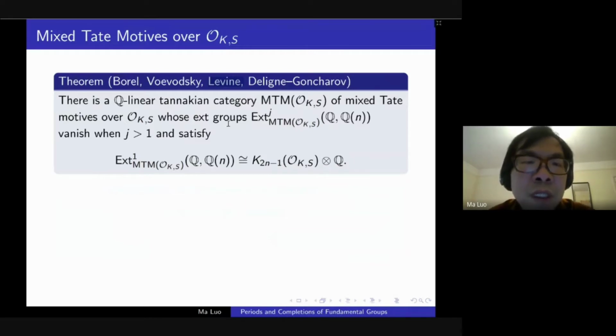And the reason that this approach doesn't work in general is that this vanishing is not known. This is called the Beilinson-Soulé vanishing. It is not known for general cases, but in the mixed Tate motive case, it is known.